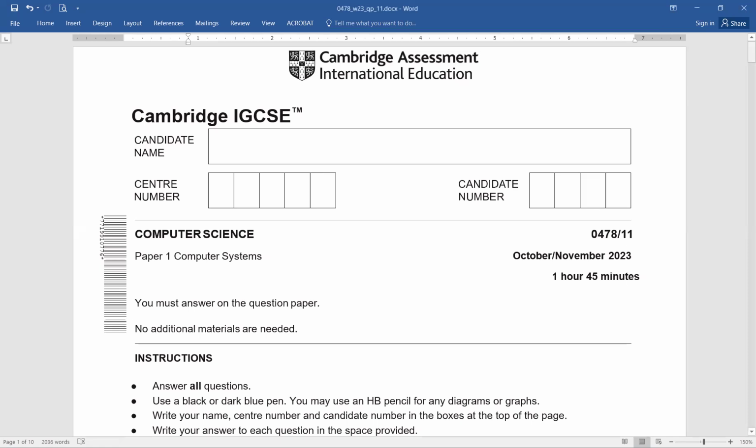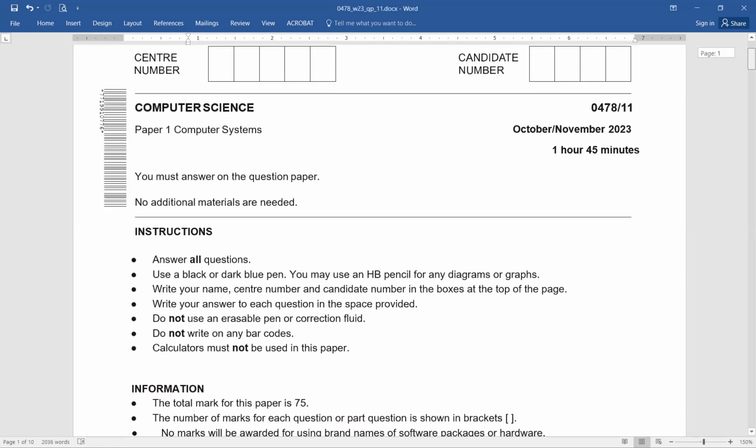And a few instructions, as we all already know, but let's recall. You have to answer all the questions, use a black or a dark blue pen. You are allowed to use HB pencil for any diagrams. You have to write your answer to each question in the given space. Do not use an erasable pen or a correction fluid at all. Do not write on any barcodes. Calculators must not be used in the paper, so please do not carry the calculators to the examination hall.